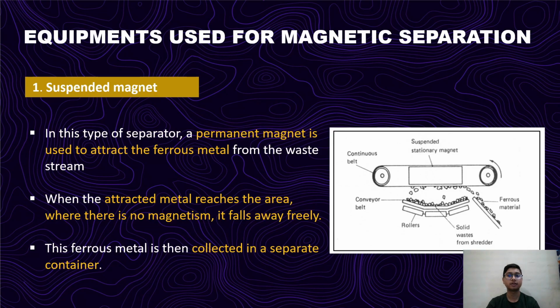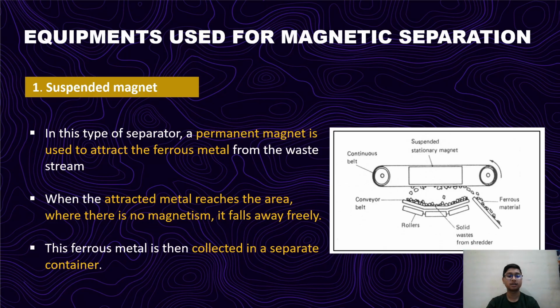Equipment used for magnetic separation. First one is suspended magnet. In this type of separator, a permanent magnet is used to attract the ferrous metal from the waste stream. When the attracted metal reaches the area where there is no magnetism, it falls away freely.